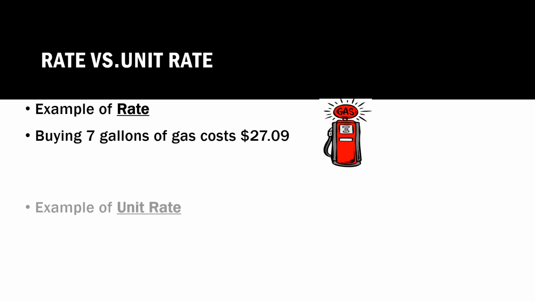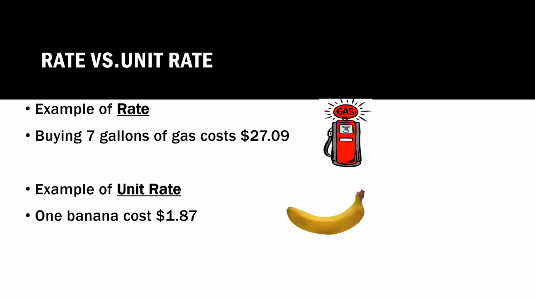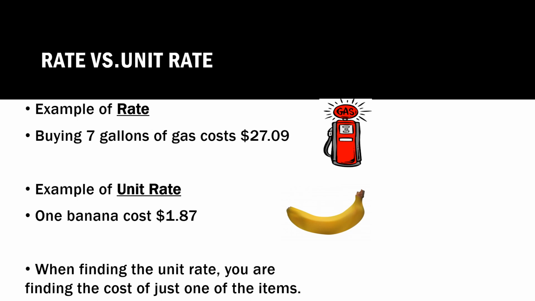So let's look at some examples of rate and unit rate. An example of a rate would be buying 7 gallons of gas costs $27.09. An example of a unit rate would be 1 banana costs $1.87. When finding the unit rate, you are finding the cost of just one of the items.